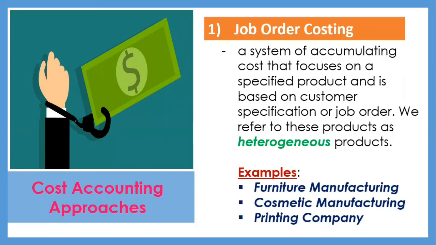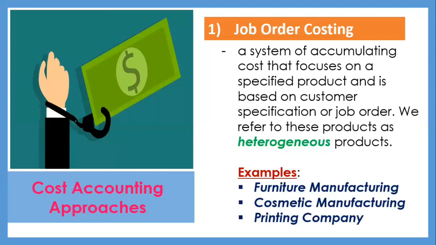Job order costing is a system of accumulating costs that focuses on a specified product and is based on customer specification or job order. We refer to these products as heterogeneous products. When we say heterogeneous products, these are products depending on the specification of the project. Examples of job order costing would be furniture manufacturing, cosmetic manufacturing, and printing companies.